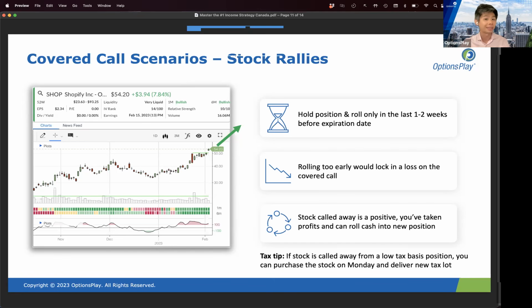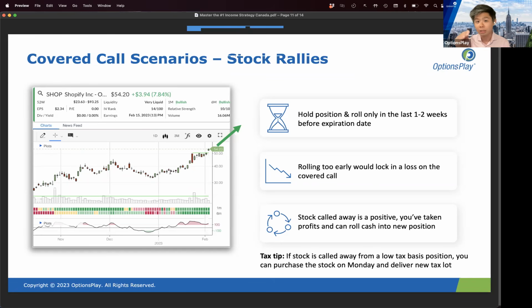So whenever you see a stock rally significantly after you sold the covered call, the best thing to do is to do nothing. You want to hold that covered call and either let the stock get called away at expiration, or if, let's say, for whatever reason, new information has come out, you used to have an $80 target price on the stock, but now you think the stock can go to 100, right? So before the new information came out, you were happy to sell the stock at 80, but now you think the stock can run to 100. What you do is you still hold the position.